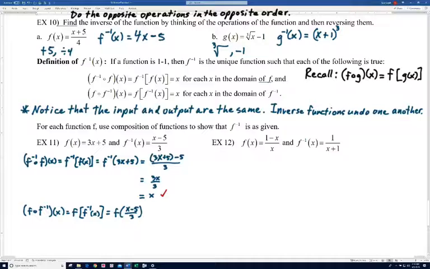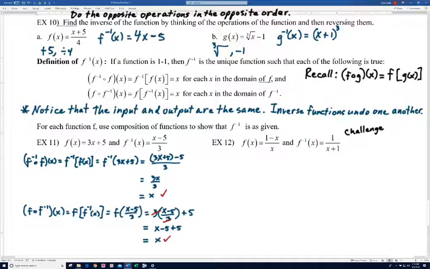So that's what we're going to do. I'm going to make a shell, tripling my input and adding 5, and my input is (x minus 5) over 3. Now to simplify this, notice my 3's cancel. I'm left with x minus 5 plus 5, and so that does equal x. And so that's how we would use composition of functions to show that these are inverses.